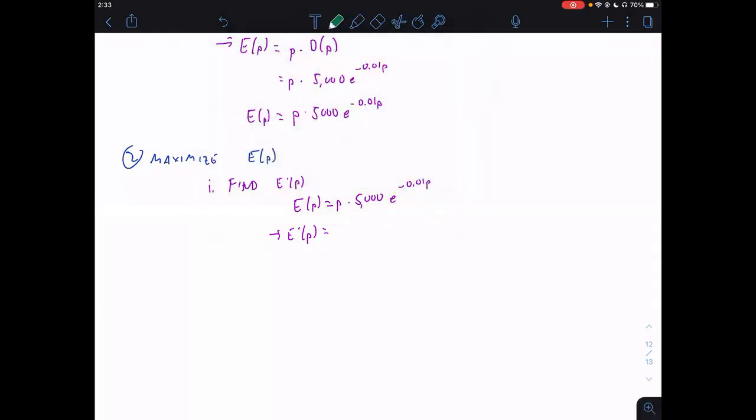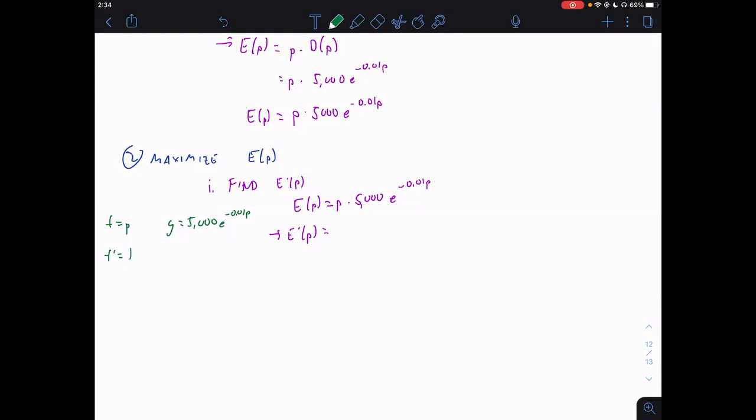So let's do this on the side here. So let's define f, and let's define g. F in this case will be our first function of P, which is just P. And then g will be our exponential part. So g will be 5,000 e to the negative 0.01 P. All right, and then we find the derivative of each function. So f prime is the derivative of P with respect to itself. The derivative of just a variable with a coefficient of 1 is just 1. So the derivative of P is just 1.